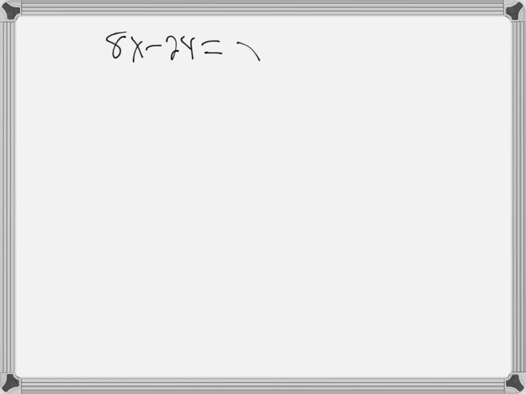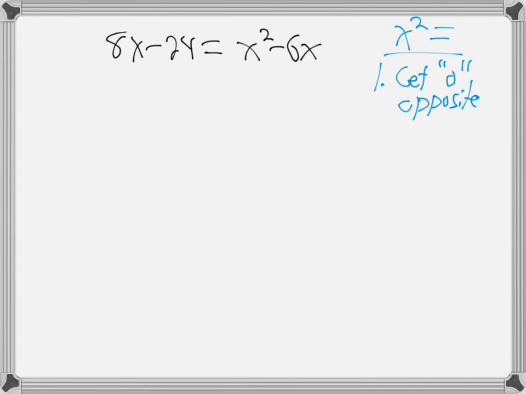8x minus 24 is x squared, what was it? Minus 6x? Yeah, so let me write that out for you clearly. When you see x squared with an equal sign, step 1 is get a 0 on the opposite side from x squared. What's the opposite side? In this case, the left side. There's no hard and fast rule that it's always left or right; it's just always opposite of x squared. x squared happens to be on the right, so we're going to get the 0 on the left.